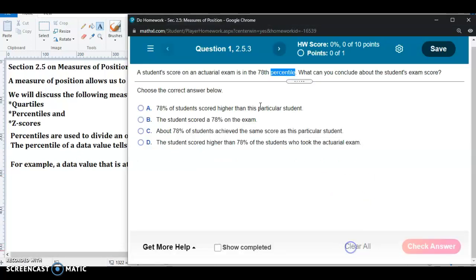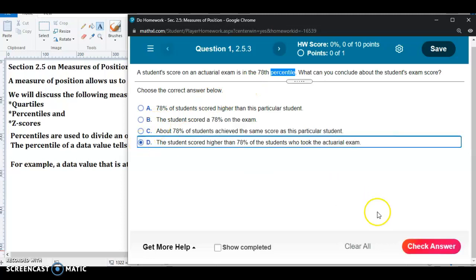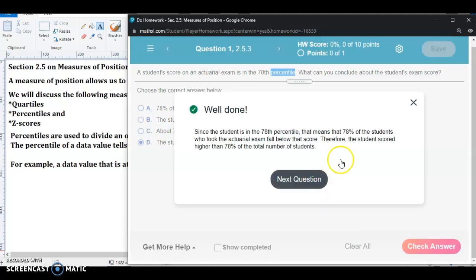So the question: select the answer choice that most appropriately describes what a percentile is. Basically, if a student scores at the 70th percentile, it means that 70% of the students scored lower than that student. Likewise, the student scored higher than 78% of the other test takers. So it looks like answer choice D would be the best answer choice, and you can read this for more information.